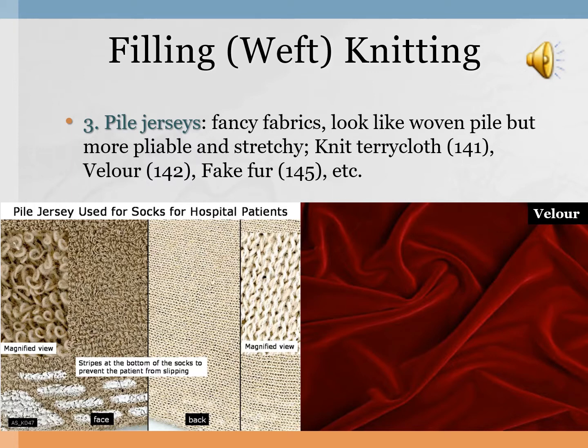A third type of filling or weft knitting fabric are pile jerseys. Those are considered fancier fabrics. They look like a woven pile, but they're a bit more pliable and stretchy. So examples of pile jerseys are knit terry cloth, which you can see under 141, velour, and fake fur.